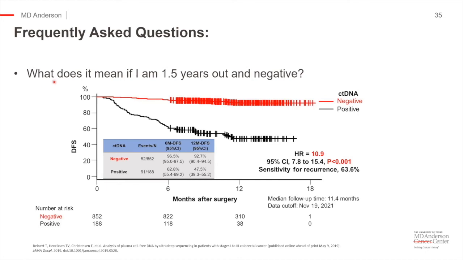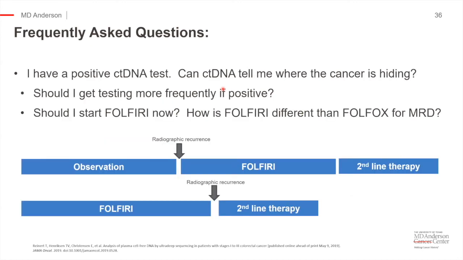So I think the short answer is that it's a very good situation to be in, to be this far out and negative. Keep testing and keeping an eye on it for the reasons that we discussed, but we don't have great data to give you exact numbers, like what's the likelihood of it coming back at that point, and how does that impact it?